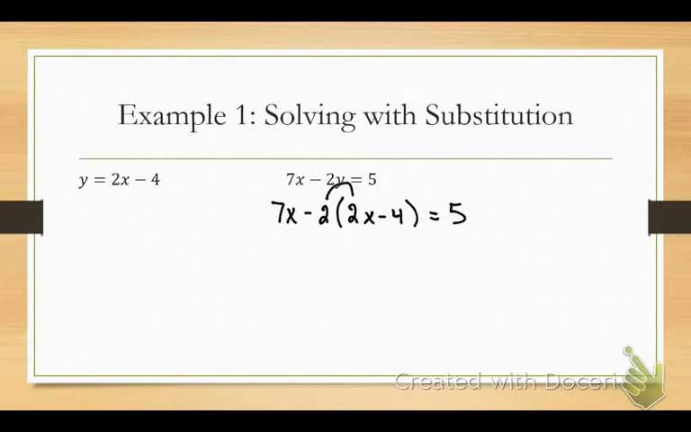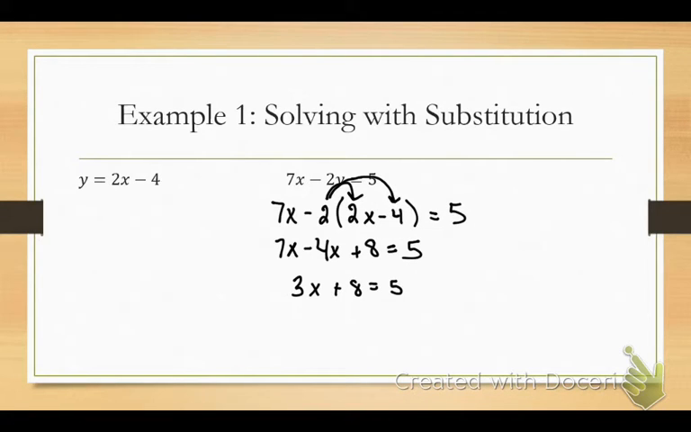Negative 2 times 2x. What's negative 2 times 2x? Negative 4x. So 7x minus 4x. What's negative 2 times negative 4? Plus 8 equals 5. Now, same side of the equation. Some of y'all struggled with this on your test on Wednesday. When the variables are on the same side of the equation, you combine like terms. What's 7x minus 4x? 3x. All right, Colin. 3x plus 8 equals 5.